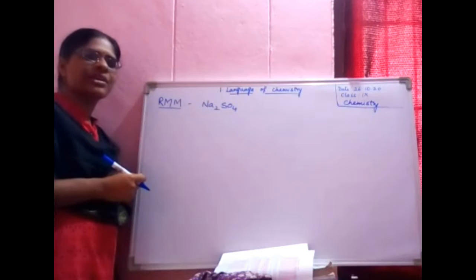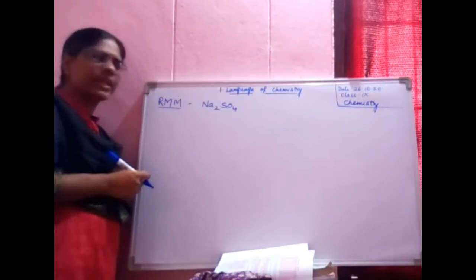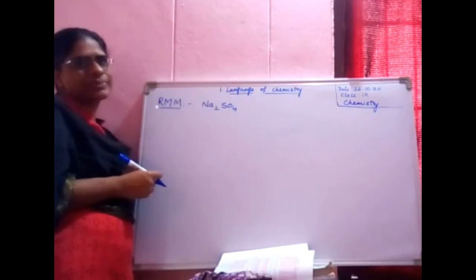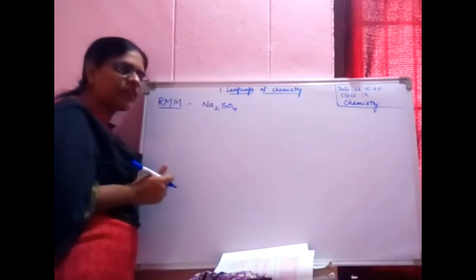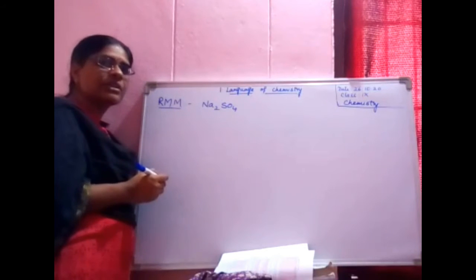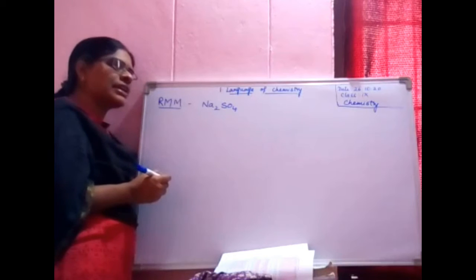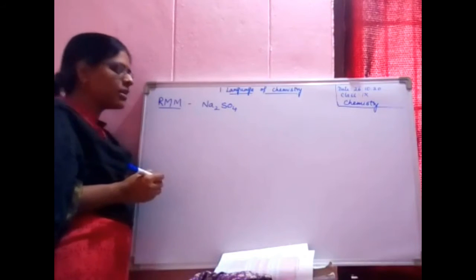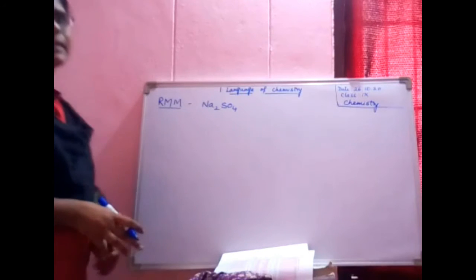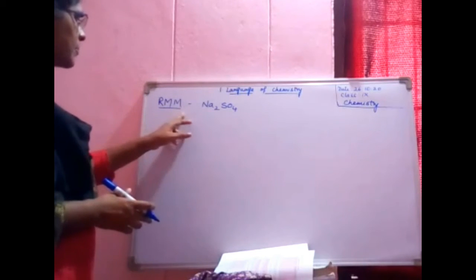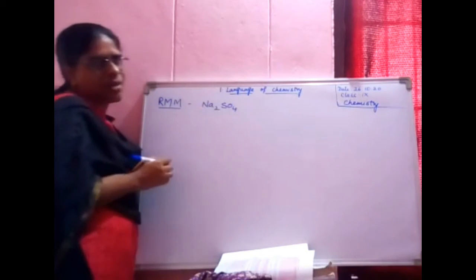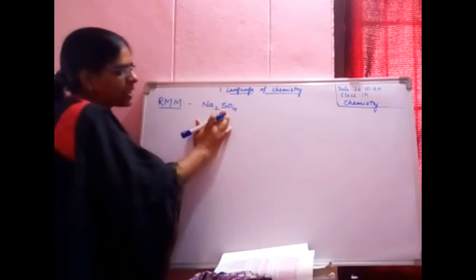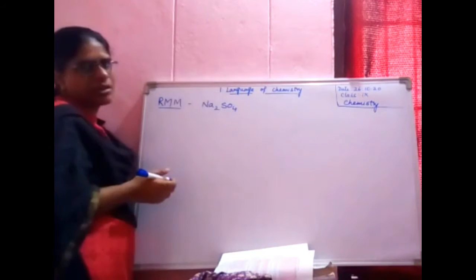Already you have studied them in your earlier classes. Sodium atomic weight is how much? 23. Sulfur is how much? 32. Oxygen is 16. Now how to calculate the RMM? RMM means total. How many kinds of atoms are there in this compound? Sodium, sulfur, oxygen. Okay? How to calculate the RMM?